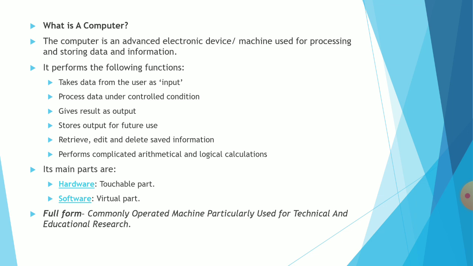Hardware is the part which you can touch and see with your eyes, and software is the part you can only see in the form of graphics on your screen. So software are programs, you cannot touch them, you can only see them virtually. So this is about computer, and the full form of computer is commonly operated machine, particularly used for technical and educational research.